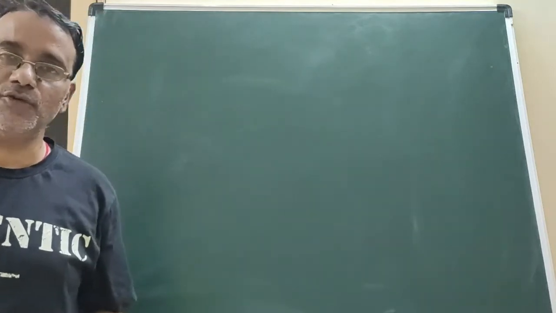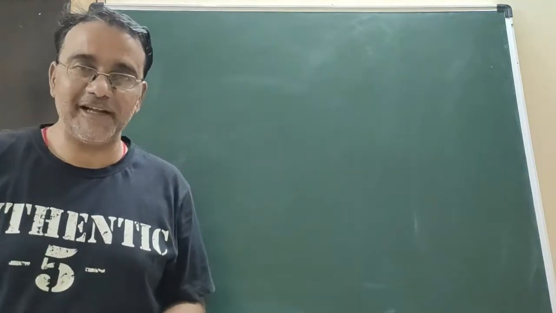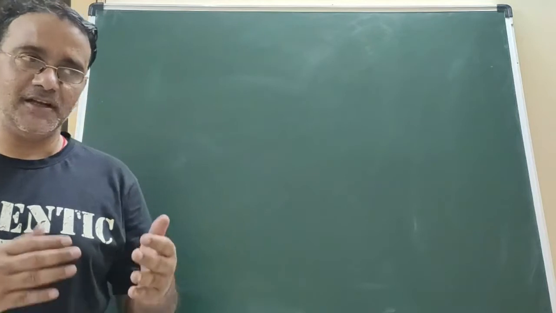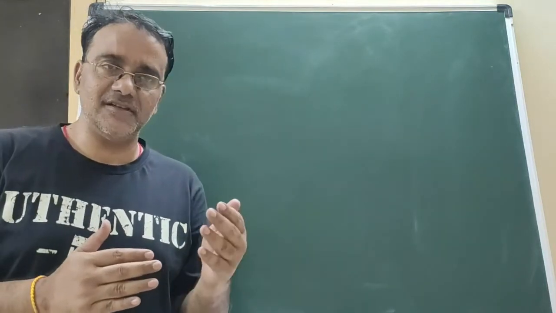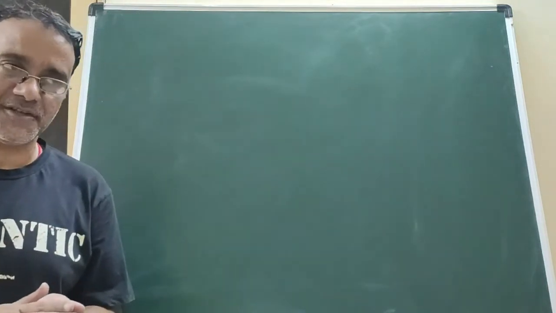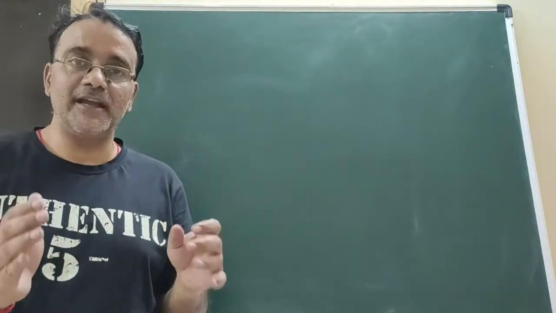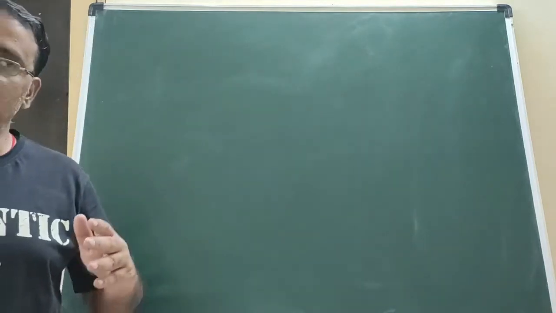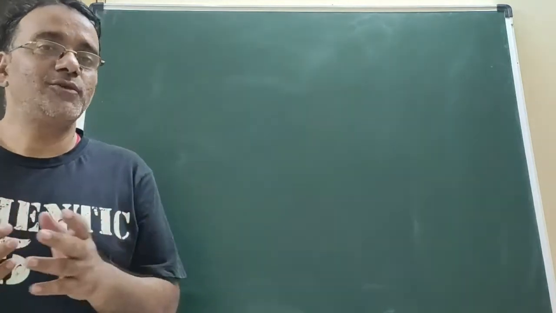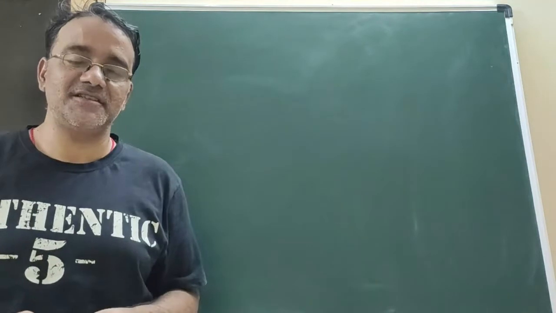Welcome to session number 2 of chapter number 5, arithmetic progression of class 10 mathematics. In the last session we have seen the definition of arithmetic progression, that arithmetic progression is the list of numbers in which each term is obtained by adding a fixed number to its preceding term except the first term.